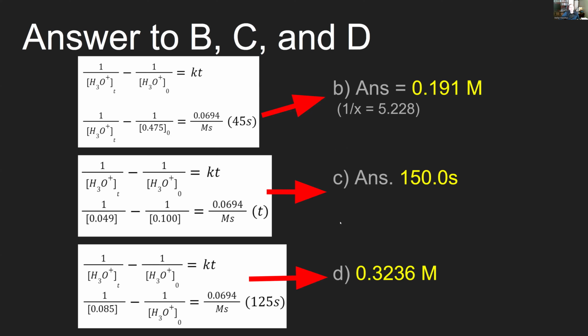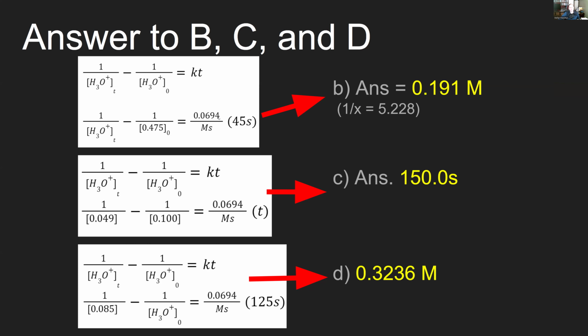Here are the answers to B, C, and D. And you'll notice that I have the rate law equations sitting out. Each one of these rate law equations is the integrated rate law. If we're looking at B, you'll notice that here are the variables. The variable that we were missing in the first equation was the concentration of the H3O plus ion at 45 seconds, which would be this spot here.